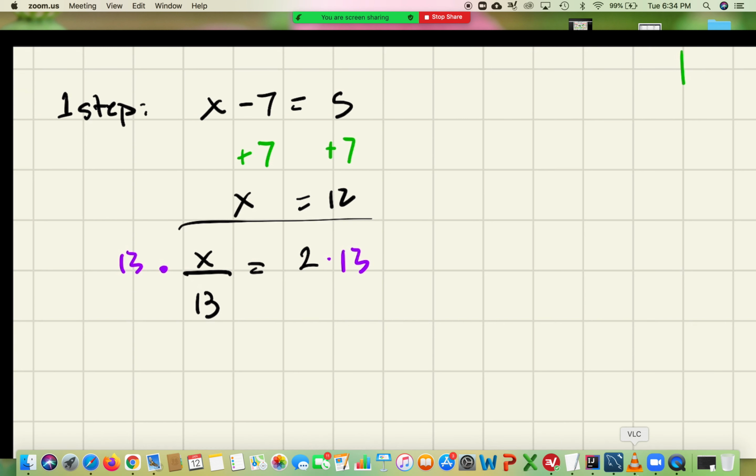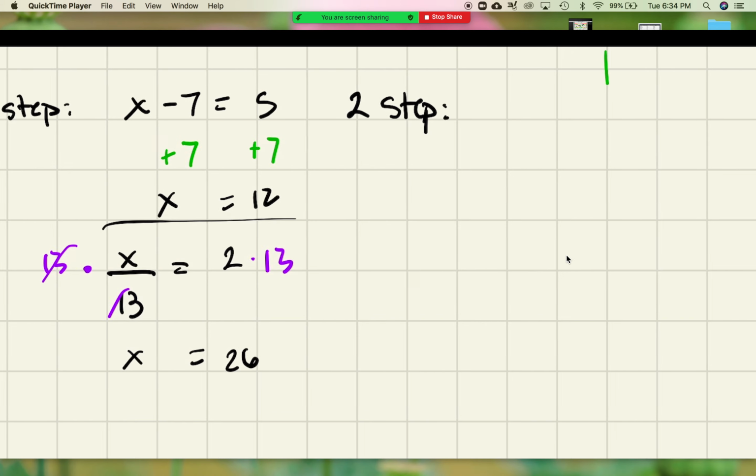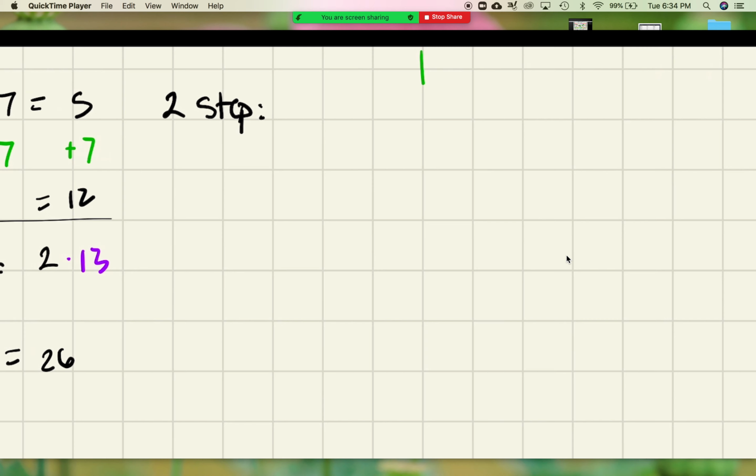Just want to make sure I'm recording this. So that's also one step. Those would cancel. 2 times 13 is 26. All of that is one step. You can finish it in a single step. Two-step equations combine both of those. So maybe we'd have like 2x minus 7 equals, I don't know, 15.